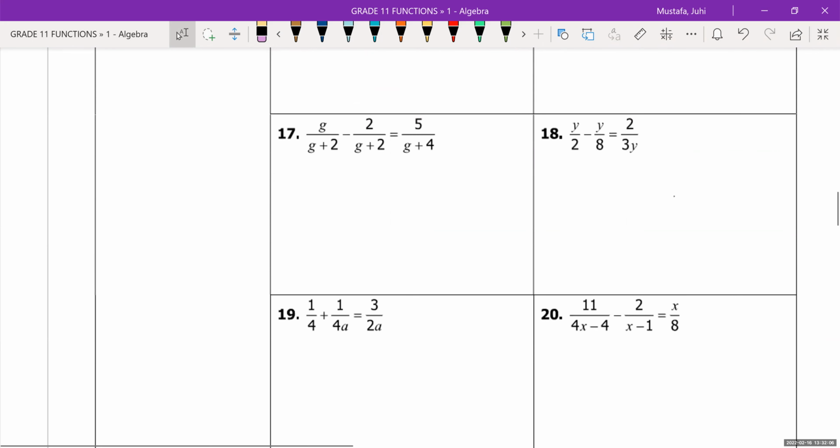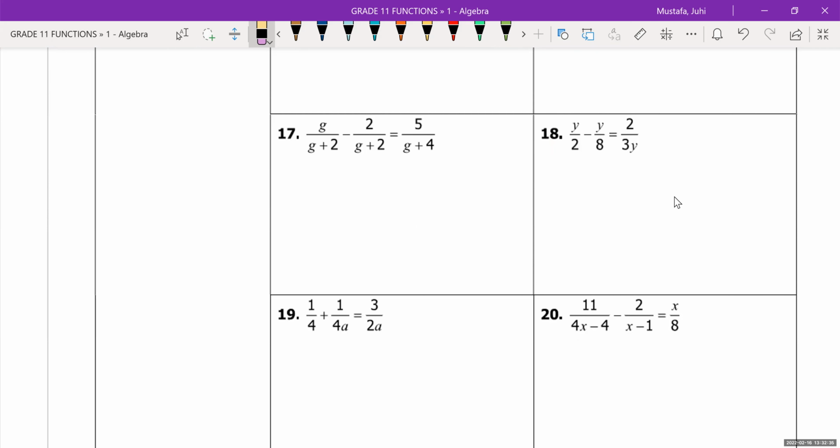So for a question like this, we have y over 2 minus y over 8 is equal to 2 over 3y. What I'm going to do to solve this is, in order to cross multiply, you need one fraction equal to only one fraction. But here we have multiple things. So I'm going to pair these together. I'm going to try and find a common denominator for them and group them together so I have just one fraction. And if you notice, you have a 2 and an 8.